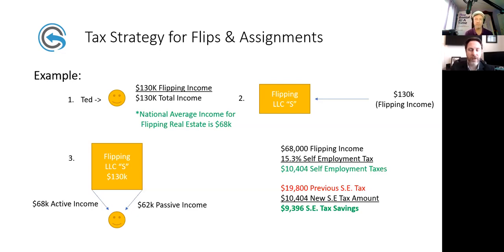Absolutely, absolutely. And just to capitalize, I'm sure everyone saw it, but instead of having the 130,000 taxed at the 15.3%, it's the 68,000, which gives the self-employment taxes that have to be paid at 9,000. The previous amount before we did this strategy was almost 20 grand. It was $19,800 in SE tax. Using this strategy, we're only going to pay 10,000 and change, so that's going to save us almost $9,400 in actual tax dollars. And again, that's because passive income doesn't have a self-employment tax. That is correct. I get it now. Okay. All right. Got it.